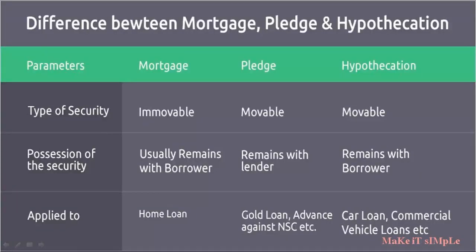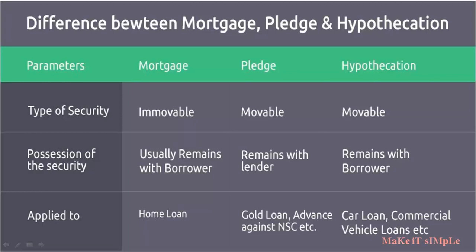Now we will see what are the differences between mortgage, pledge and hypothecation. First we will see what securities we are taking in these types of loan. In the case of hypothecation, we are taking vehicles. They are movable, so movable properties we are taking as a security. In pledge, what we are taking is also movable, some goods, jewels. In mortgage we are taking property, the buildings or house, that is immovable property.